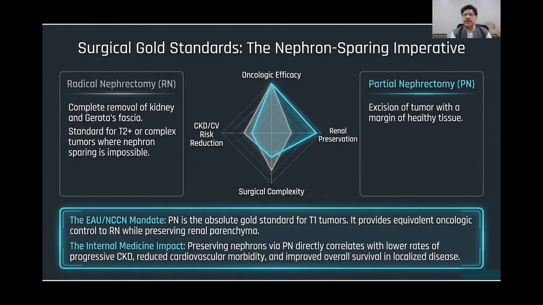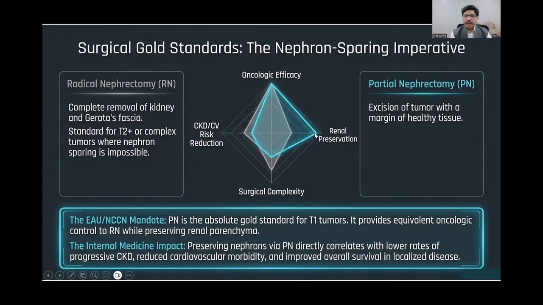Whereas partial nephrectomy is excision of the tumor with a margin of healthy tissue. This is partial nephrectomy. Now, what are the factors which determine the outcome? One, oncological efficiency: how efficient is my surgery? Two, how much kidney do I need to preserve? Renal preservation. Three, what is the surgical complexity? And finally, what is the CKD or CV risk reduction? These four are important. Of them, the most important two, see that multilateral, multi-quadrant diagram.